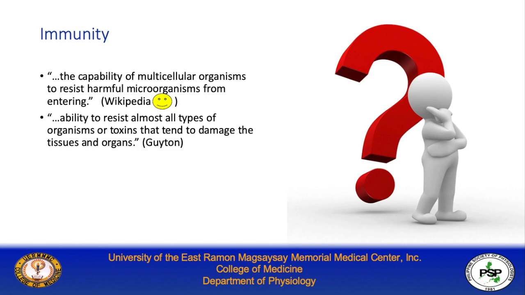But, from our reference book, Guyton, it states that immunity is the ability to resist almost all types of organisms or toxins that tend to damage the tissues and organs. Or, in other words, when we say immunity, it means defense or protection. So, it's a way of defending from harmful microorganisms or harmful things.